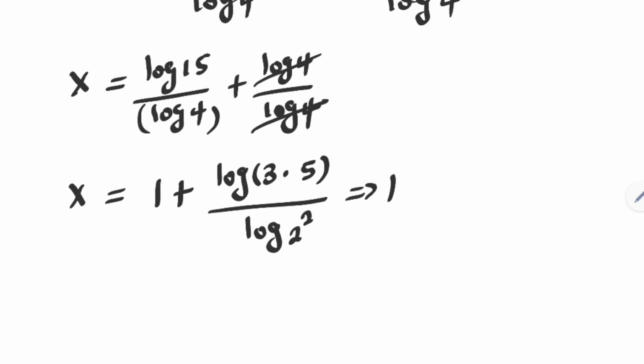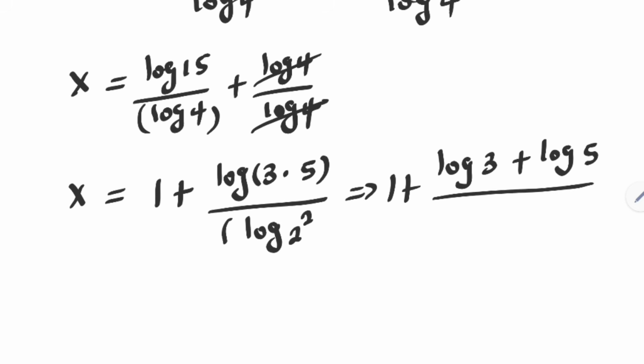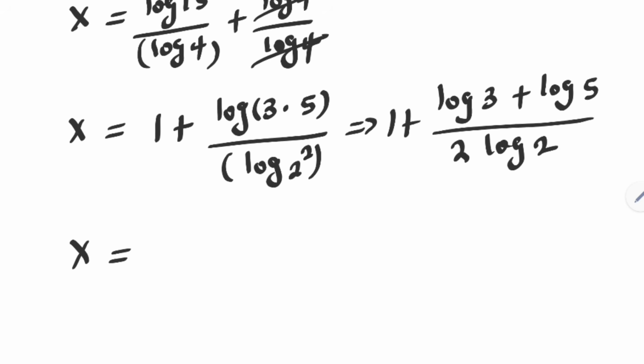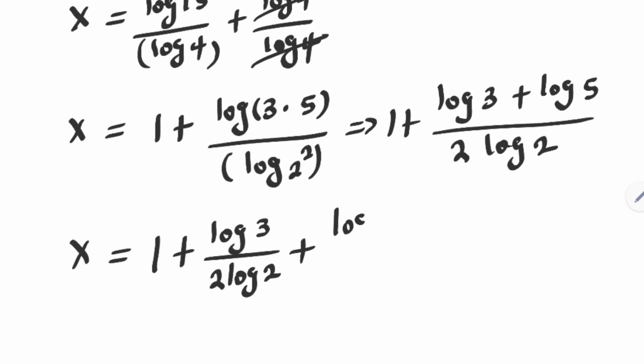This can be written as 1 plus log 3 plus log 5 divided by this log 2 square, which can be written as 2 log 2. x is equal to 1 plus log 3 divided by 2 log 2 plus log 5 divided by 2 log 2.